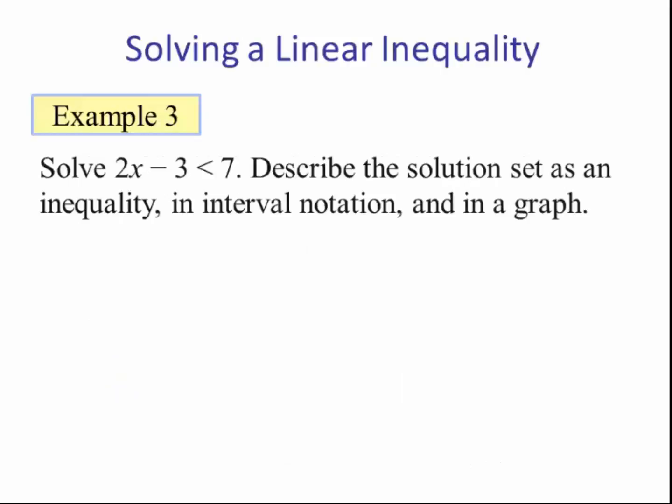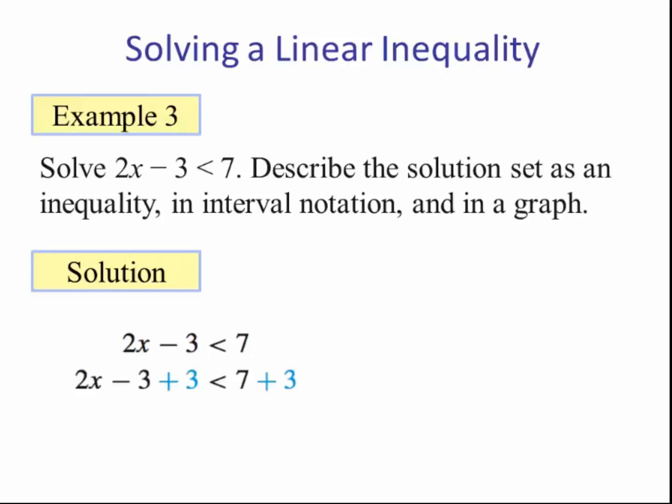Example 3. Solve 2x minus 3 is less than 7. Describe the solution set as an inequality, in interval notation, and in a graph. Solution. So we need to get rid of the 3 and the 2. We get rid of the 3 first because we're following the order of operations in reverse. So we're going to get rid of addition and subtraction first.